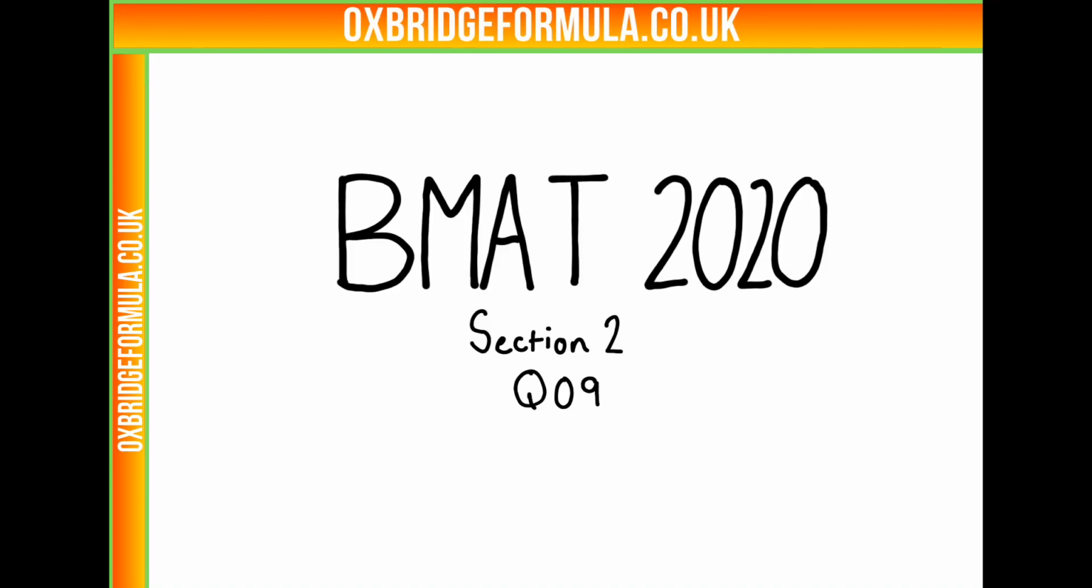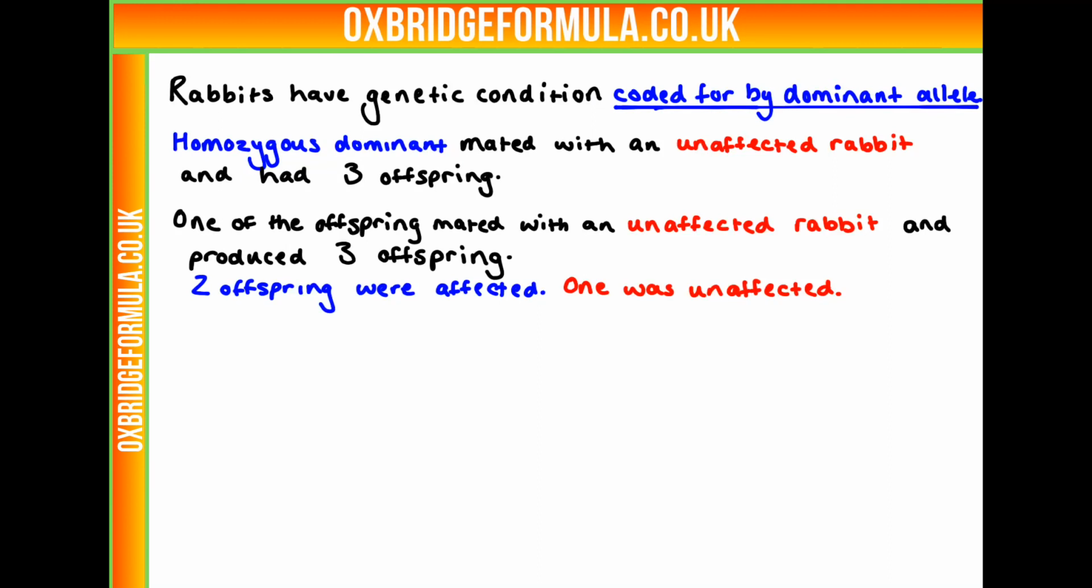In this video, we're looking at BMAT 2020, Section 2, Question 9. So, this question tells us we've got some rabbits that have a genetic condition coded for by the dominant allele. And we're going to do some mating with our rabbits.